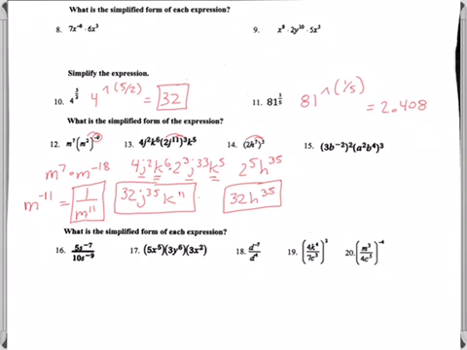15, same idea. We want to distribute what's outside the parentheses first to everything inside for both quantities. So we've got 3 squared, b to the negative 4th, times a to the 6th, b to the 12th. 3 squared is 9. Then we add the exponents on our b's, and so we've got b to the 8th, a to the 6th.